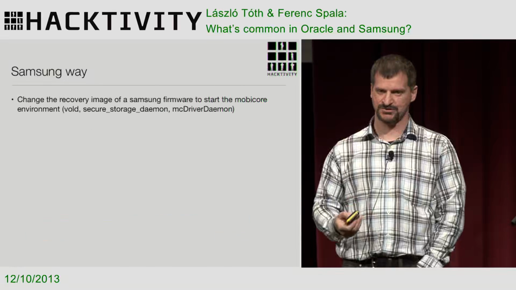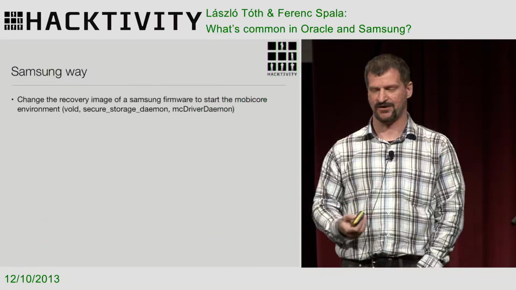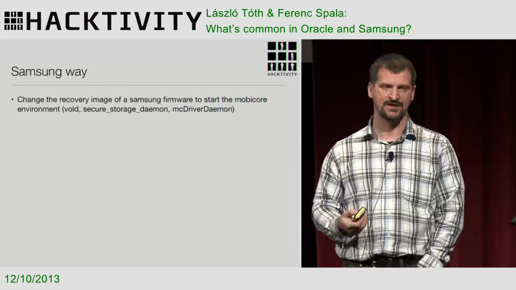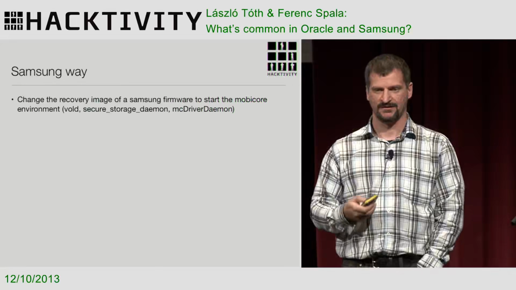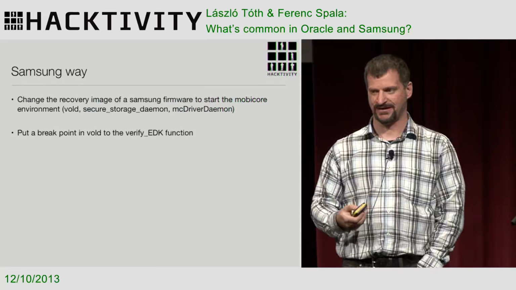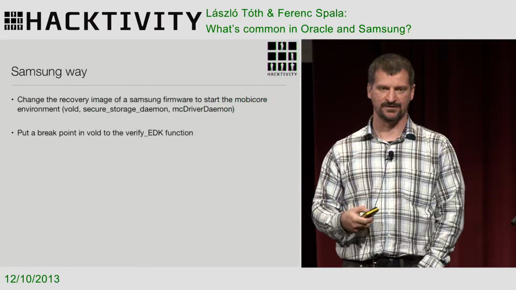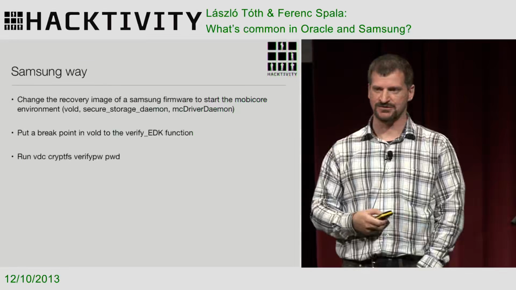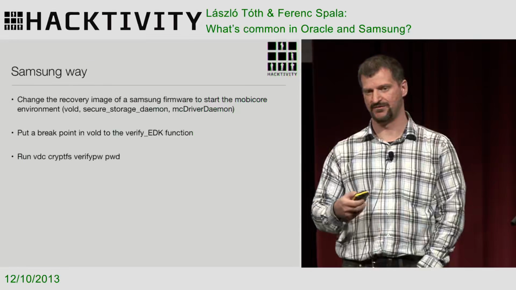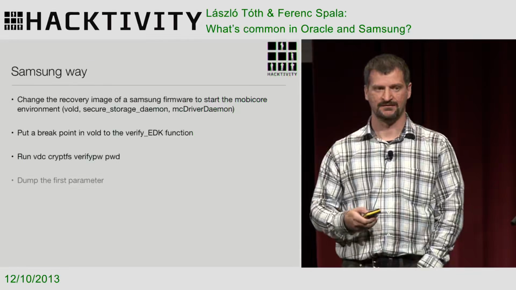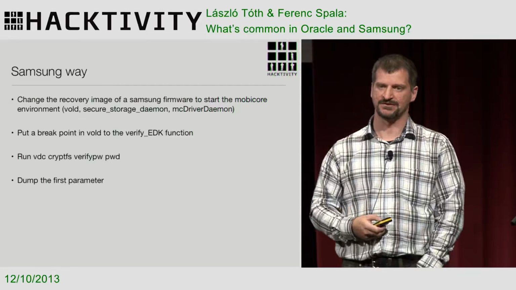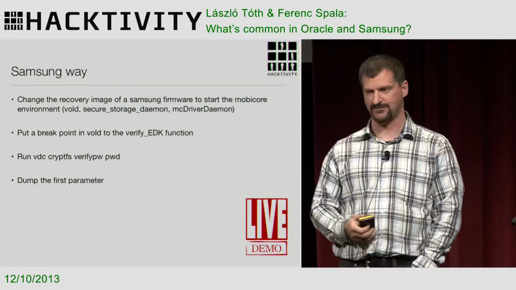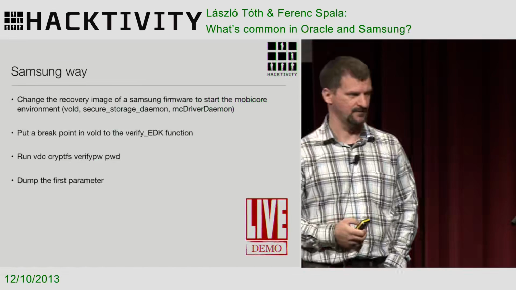You need a recovery image that runs the Mobicore environment. For that, you need the Volday process, the secure storage daemon, and the MC driver daemon. Then you should attach a debugger to the Volday process and set a breakpoint at the verify_edk function. Then you should initiate a password verification with the help of the VDC command. Then all you need is just dump the first parameter of the verify_edk function. And we have a live demo for that one also.